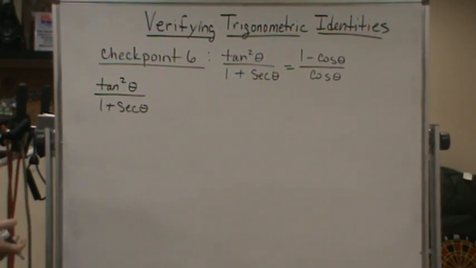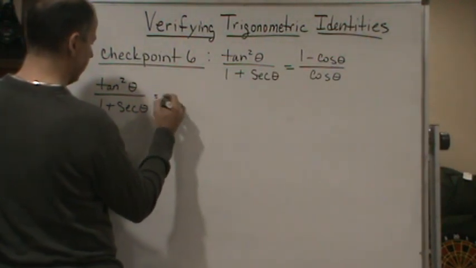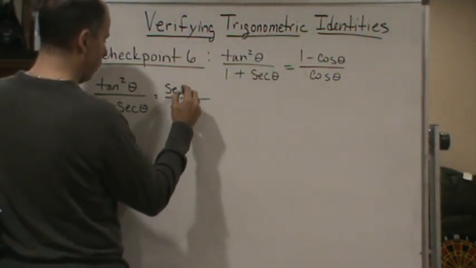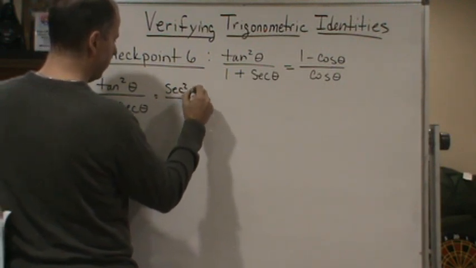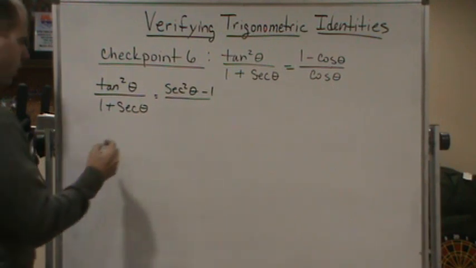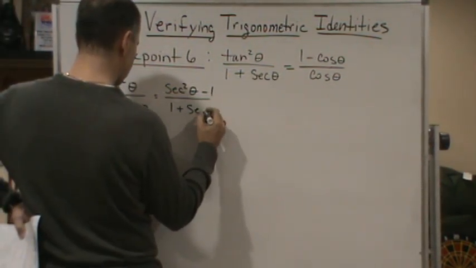So we've got tangent, right? That means tangent squared theta plus 1 equals secant squared theta, which means the top has to equal secant squared theta minus 1. And then of course we get 1 plus secant theta.